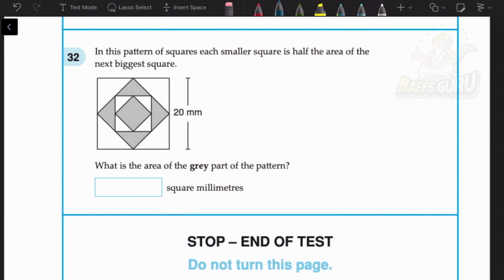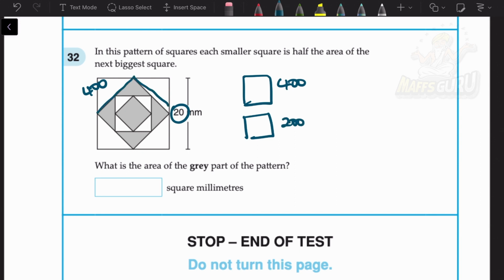So I know this big square here is going to be 20 times 20, which is going to give me 400. So the big square is 400. The next one is going to have half the area, so that's this one here, which is going to be 200. The one inside of that is going to be 100. So this one here is going to be 100.